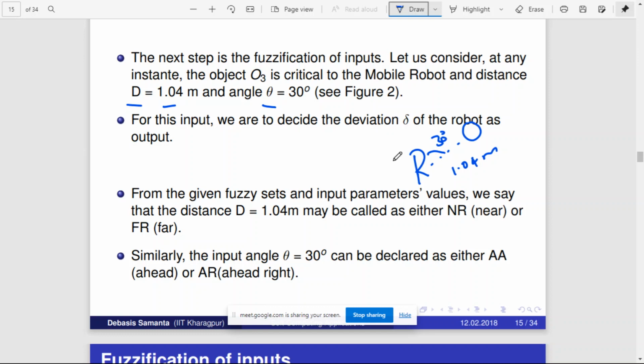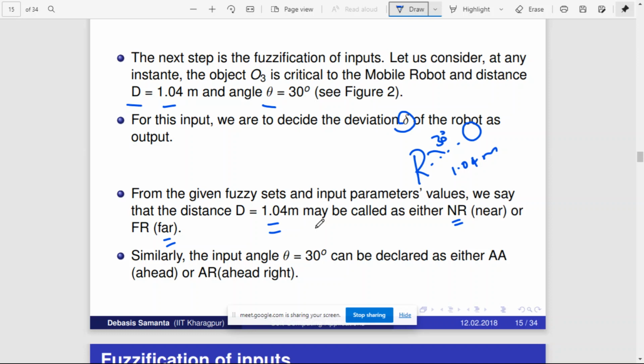The distance between the robot and the object is 1.04 meter, and theta is the angle between the robot and the direction in which the object is moving, 30 degree. For this input, we have to identify delta, that is, how much the robot should deviate from its path to avoid collision. So 1.04 may be treated as near or far. Let us see how that comes about.